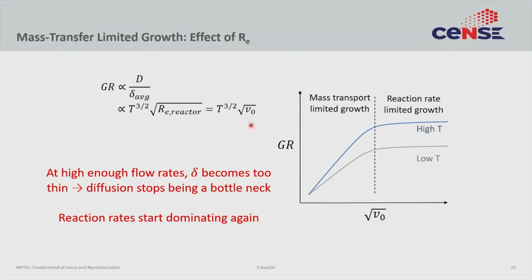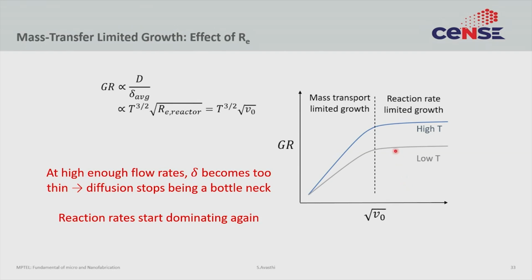If you do that, then your Reynolds number will increase and your boundary layer will decrease. The boundary layer will become thinner, and if the boundary layer becomes thinner, then diffusion becomes higher, and at some point you stop being mass transport limited, right? Because mass transport limited assumes that the diffusion is the bottleneck. But if you keep making the diffusion faster and faster, at some point you will not remain mass transport limited, you would become reaction rate limited. That is what I am trying to show here: you are mass transport limited for a certain range of velocities, but beyond a certain point you become reaction rate limited.